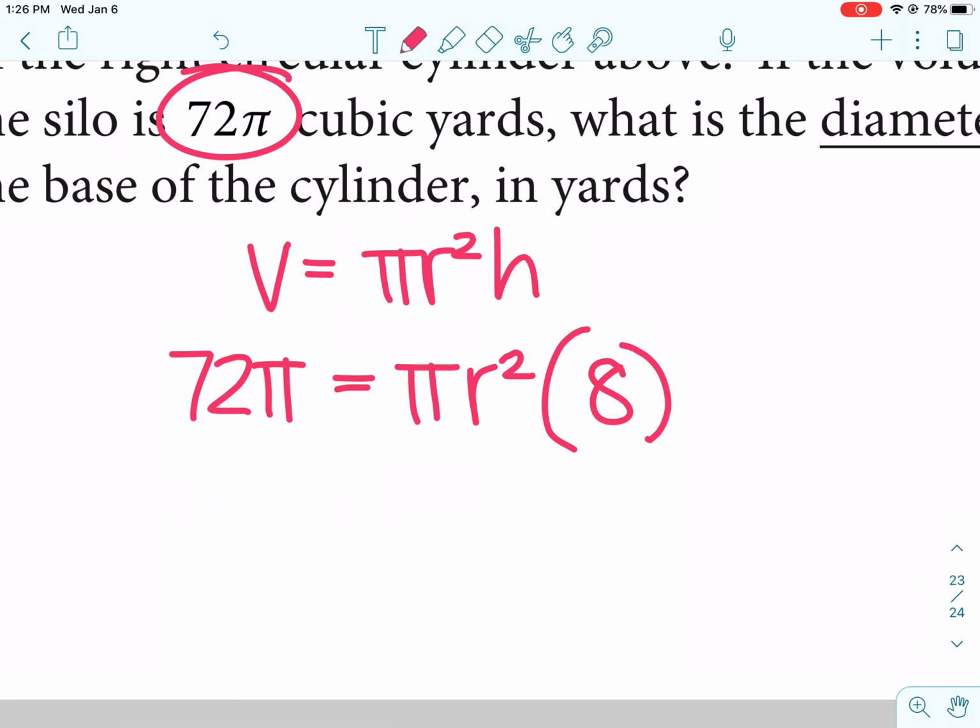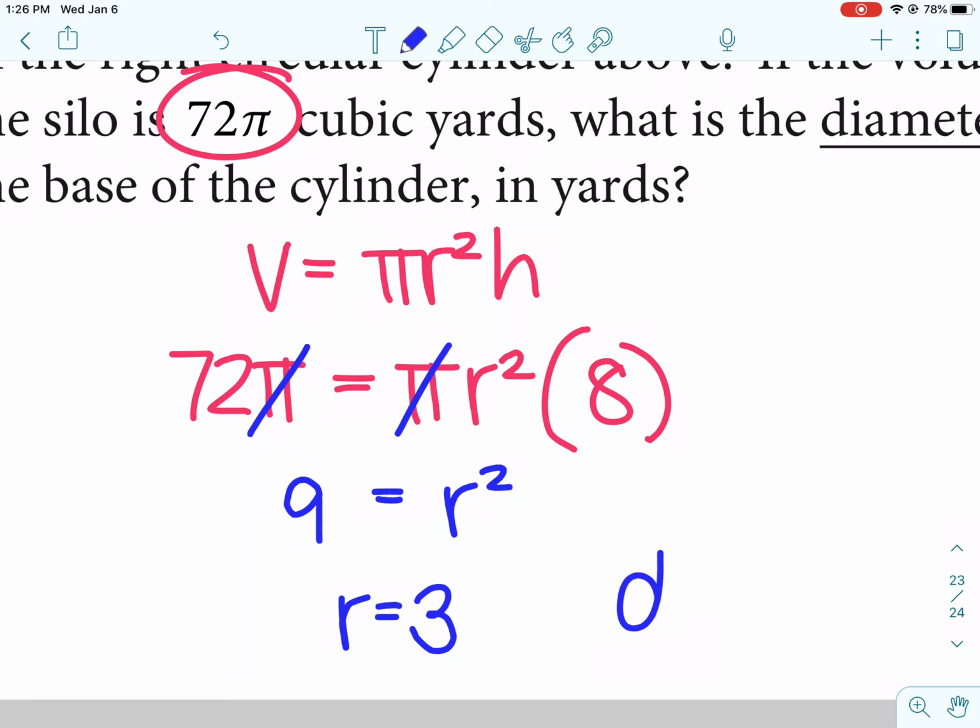I need to solve for r. One good thing here is that since there's a pi on each side, those will cancel. So I'm going to divide both sides by 8. 72 divided by 8 is 9. So 9 is equal to r squared. When I square root both sides, I get that the radius is 3 yards. Diameter is double the radius, so our diameter is 6 yards.